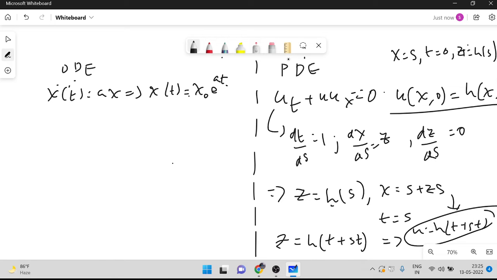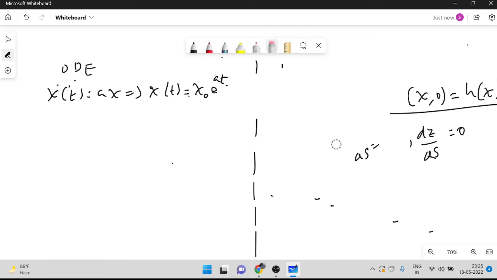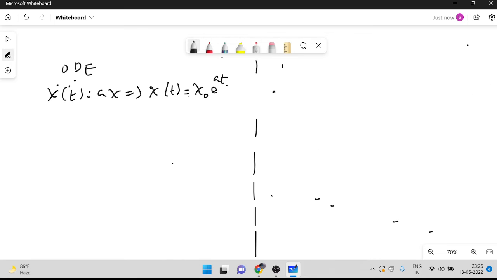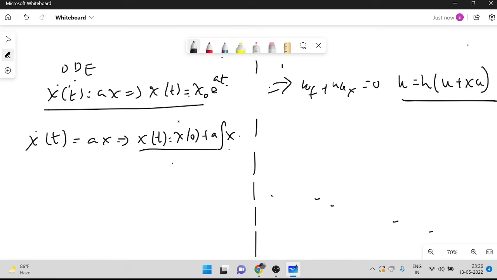So I have shown that you can basically directly solve the PDE like this. For example, Burger's equation u t plus u x equals 0 has an implicit solution u equals h of x minus u t or something like this. And one more method which I have discussed regarding ODEs, x dot of t is equal to a x, implies integrating on both sides, x of t is equal to x of 0 plus a times the integral of x. If you solve this particular integral equation by successive approximations, you get the same thing. But this is not the same with the PDE. You integrate this with respect to time.